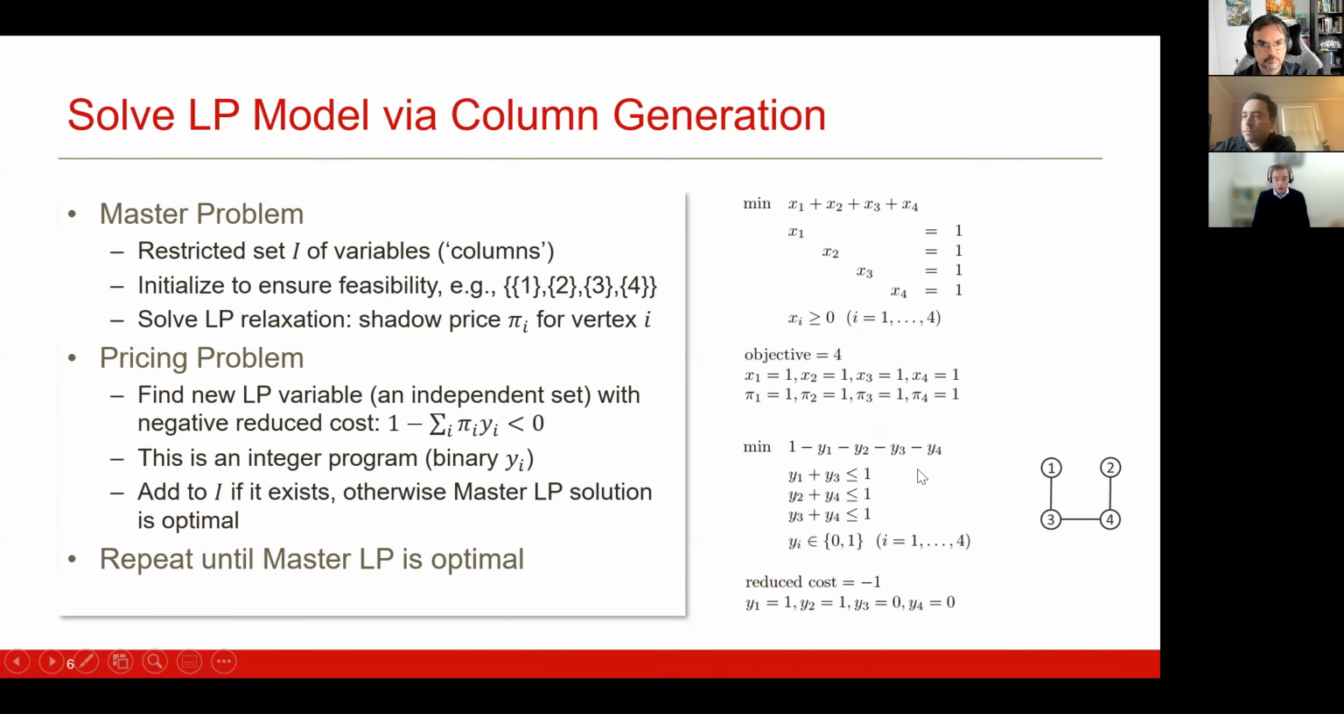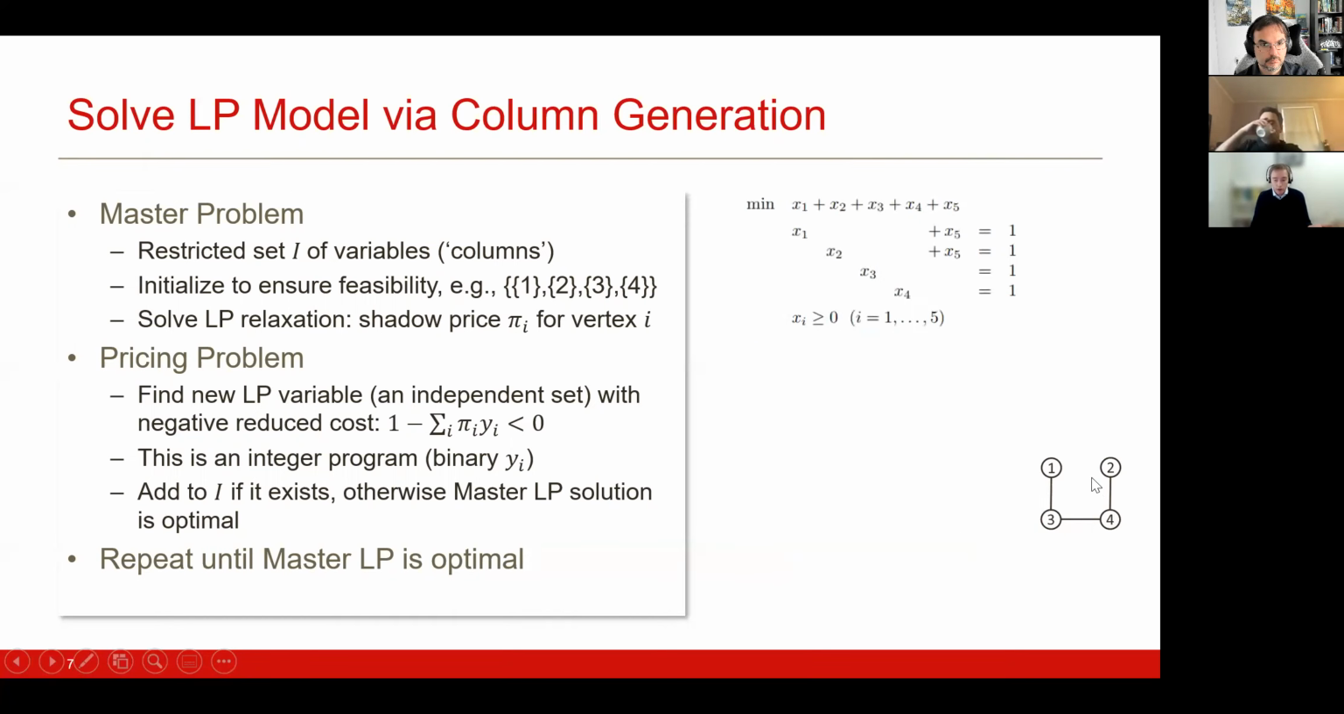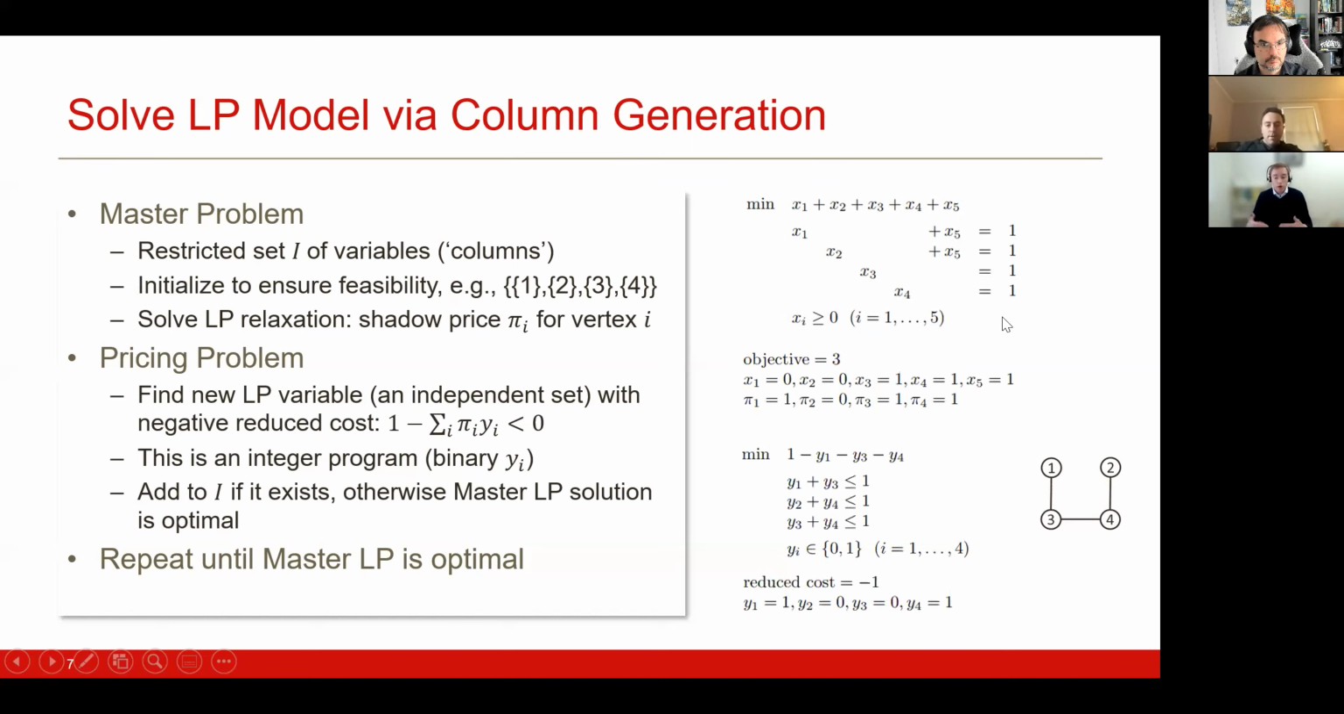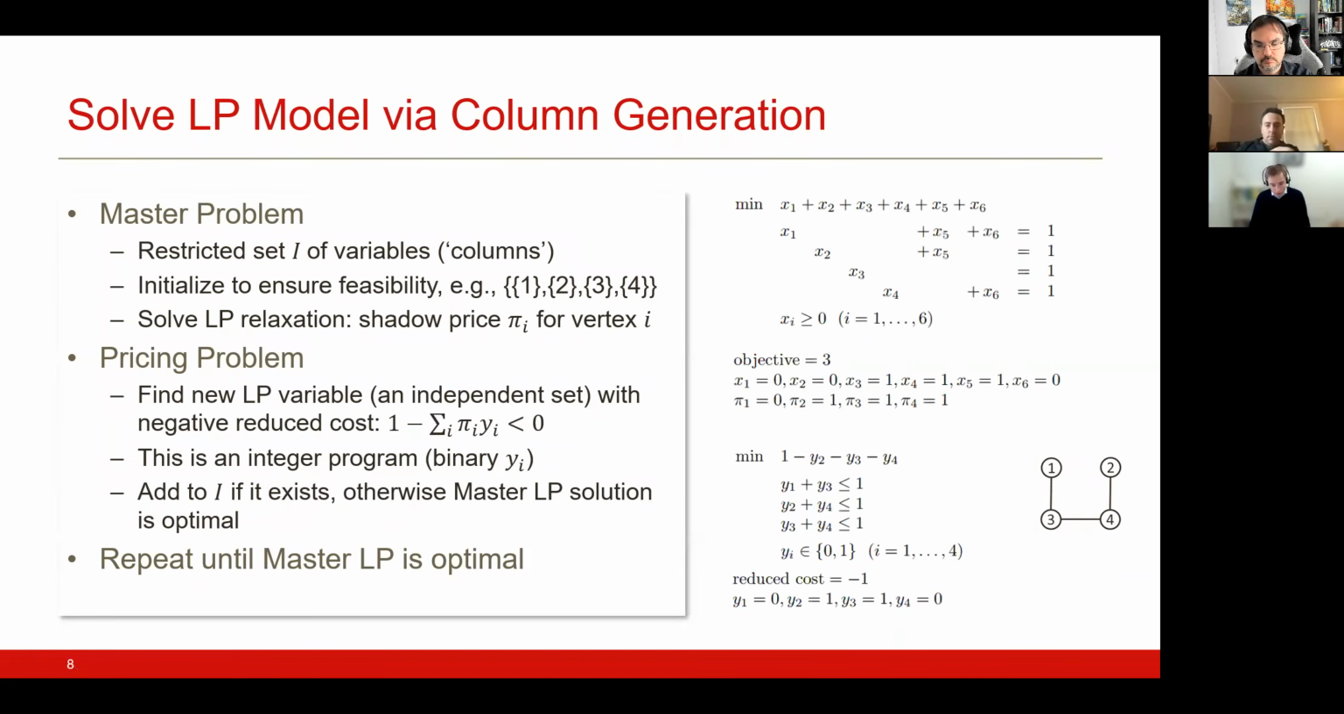So let's do that here, and we'll find a new independent set, 1 and 2. That's a new subset. We add it to the master LP as X5. We resolve the LP, we get new shadow prices. We go back to the pricing problem. We find yet another independent set, 1, 4, which is also an independent set. We add it to the LP. We resolve this. We get a new pricing problem. We get a new independent set, 2, 3.